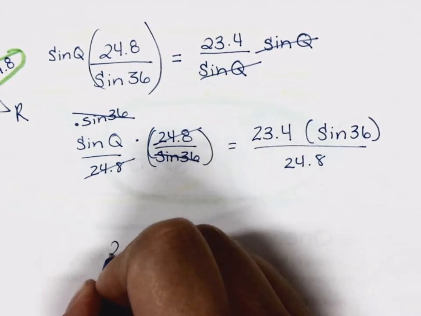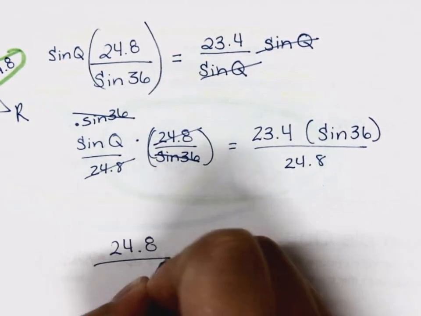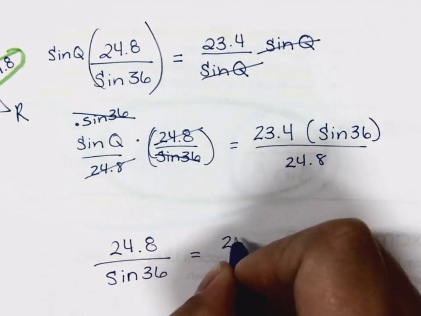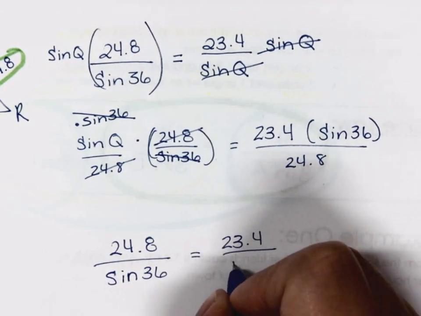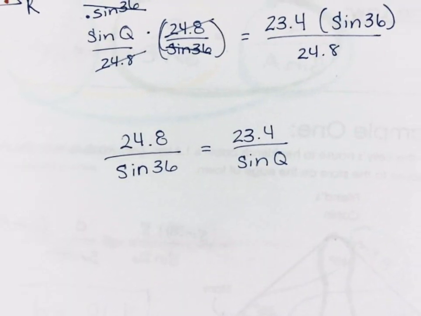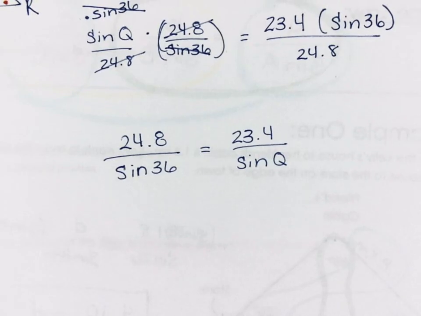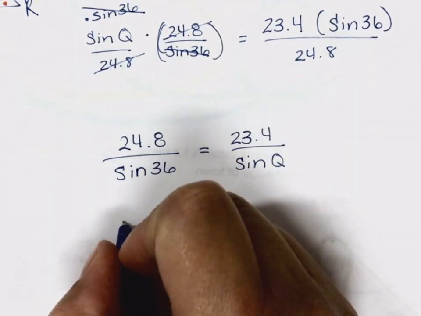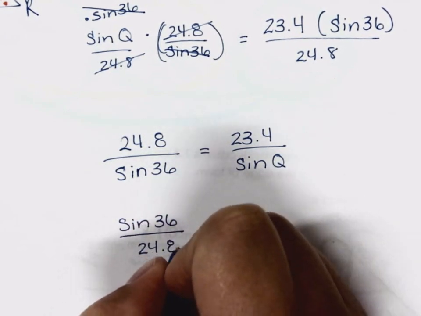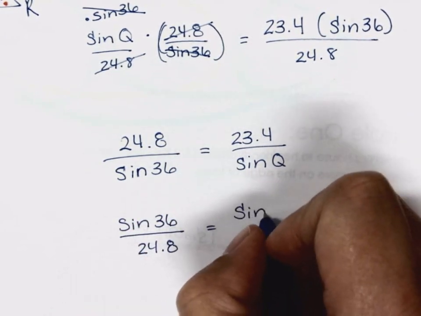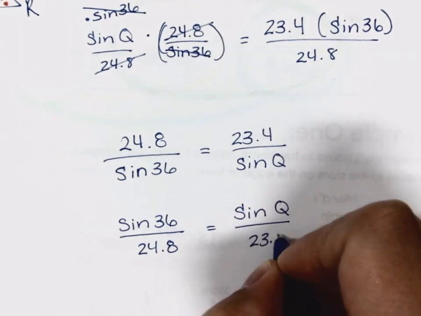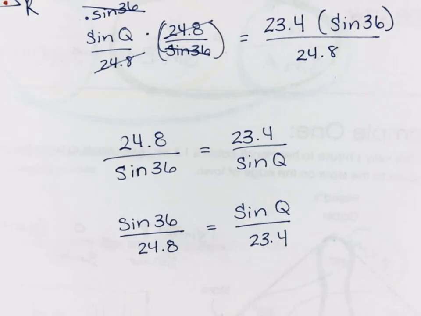So let's go back to this. I'm going to take a lesson from physics for a second. Sine 36 equals 23.4 over sine of Q. And you're telling me physics says as long as I flip both sides, we're good. That is a reasonable math thing to do. Yep. So now what I'm looking for is on top.